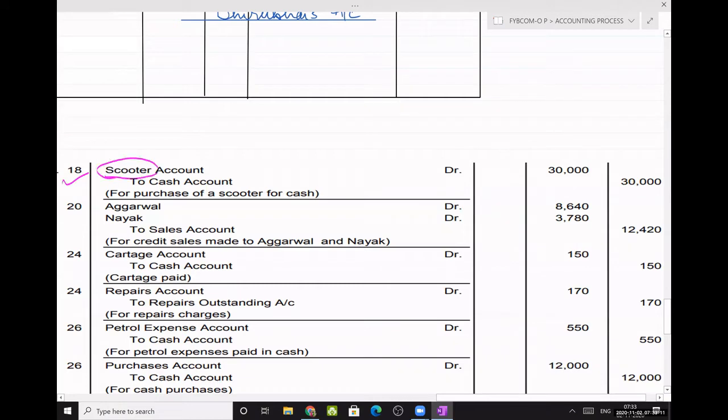Scooter, asset. Asset is a real account. Debit what comes in. Cash is also a real account. Credit what goes out.